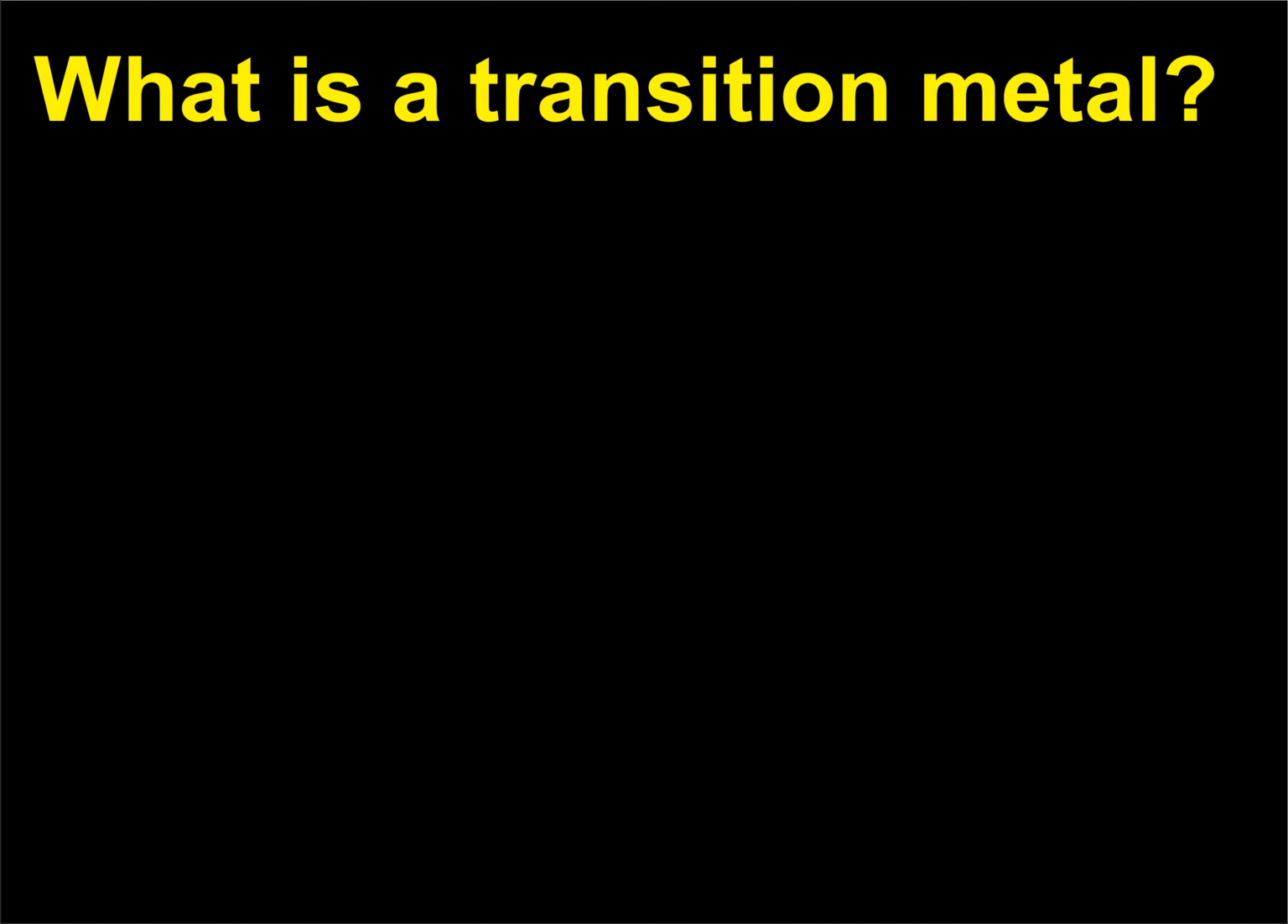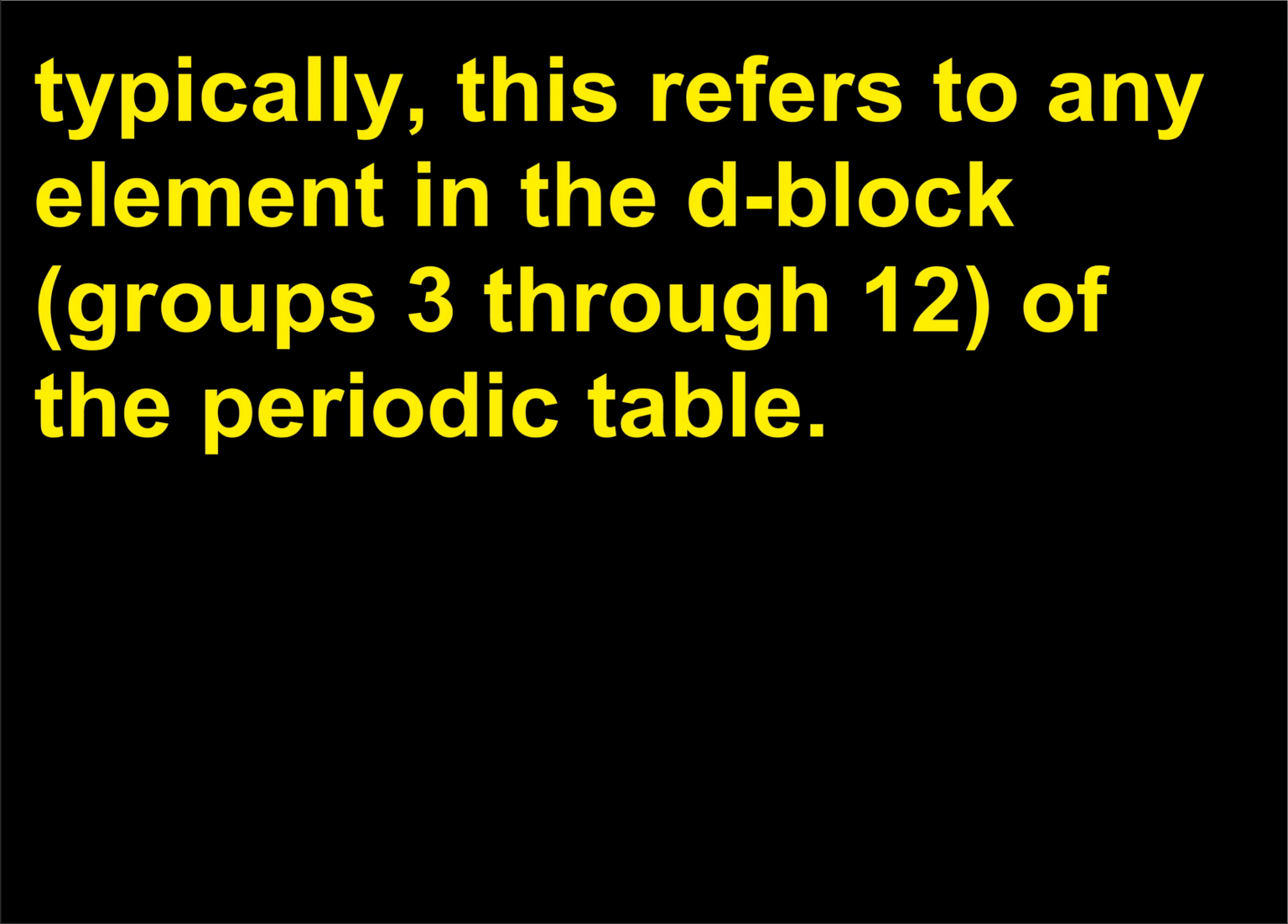What is a transition metal? Typically, this refers to any element in the d block, groups 3 through 12, of the periodic table.